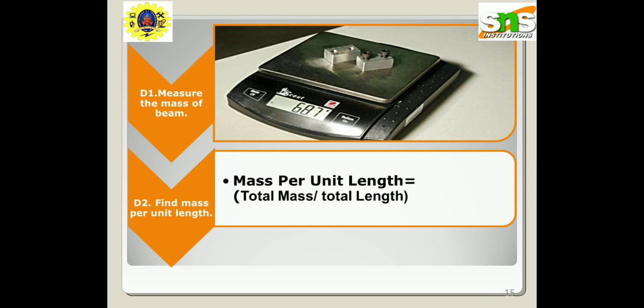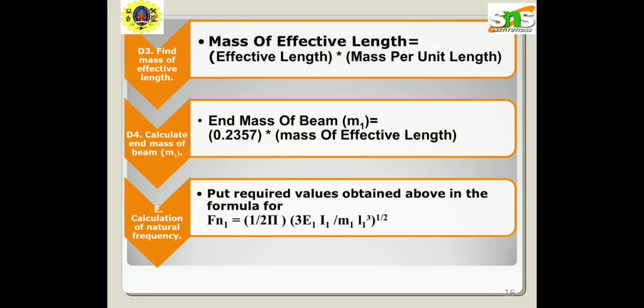Now, the blue line shows the motion of the damping mass and the red line shows the primary mass. Here, the mass of effective length is equal to effective length times mass per unit length. The end mass of the beam is the product of 0.2357 and the mass of effective length. The calculation of natural frequency is from the basic frequency equation: f equals 1 by 2 pi times the square root of 3EI divided by M1 L1 cubed.